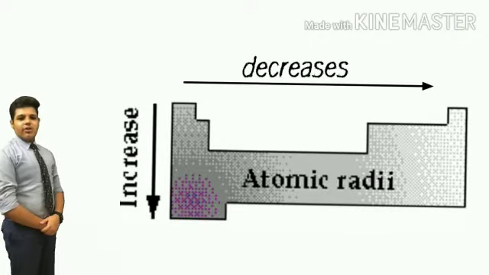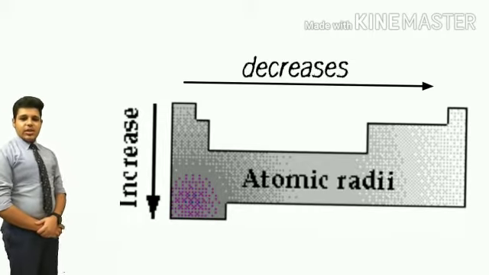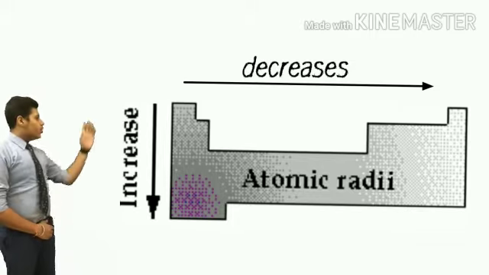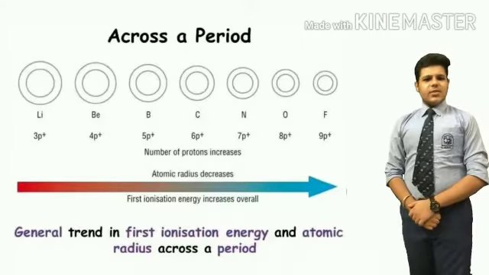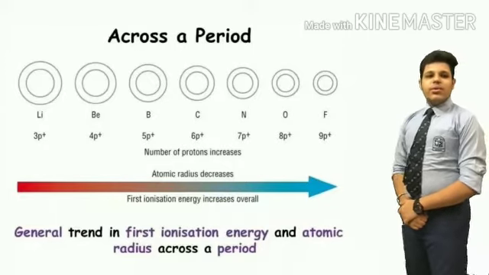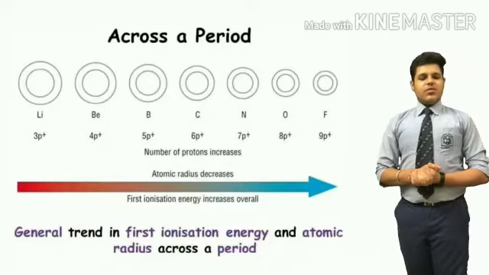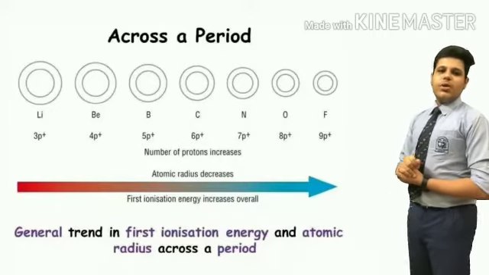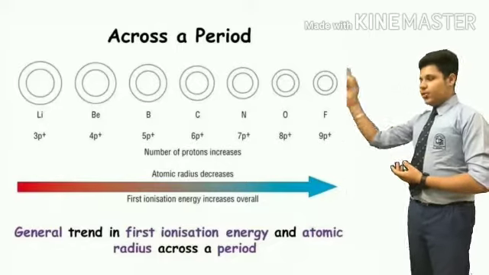Let's see how ionization energy varies in the periodic table. We know that atomic size decreases from left to right and increases from top to bottom in the periodic table. When we move from left to right in a period, atomic size decreases. It means that outermost shell electrons are pulled with a great force towards the nucleus. Since the outermost shell is very close to the nucleus, it requires a great energy to remove the electron from the outermost shell. So ionization energy increases from left to right.